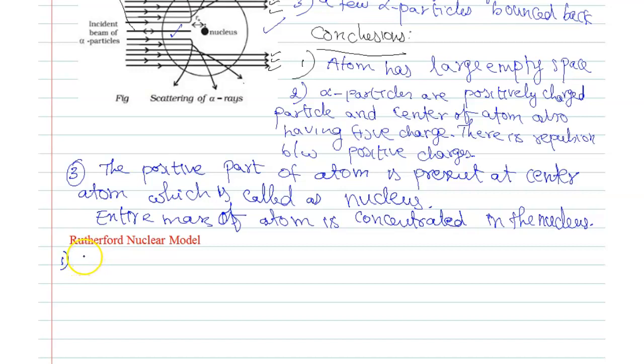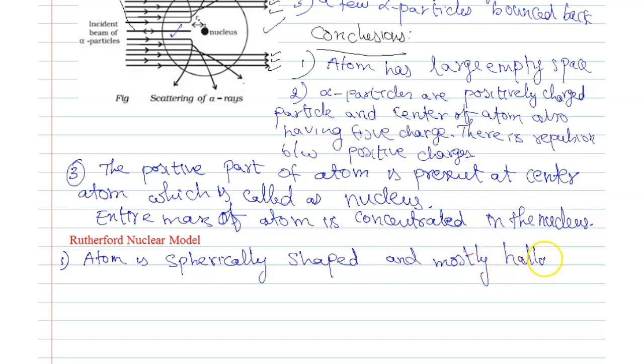According to the Rutherford model, an atom is spherically shaped, and mostly hollow with a lot of empty space. Hollow means here empty space, mostly with hollow space inside it.